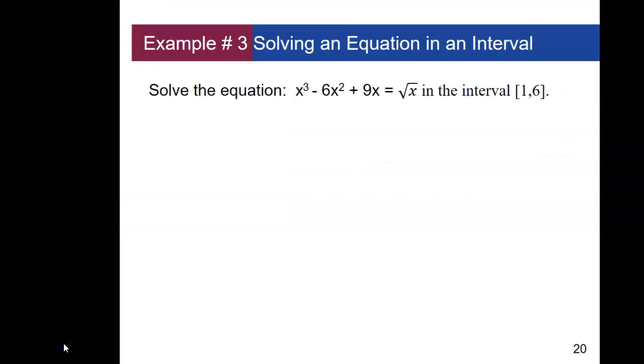Okay, here's one more example of solving two equations equal to each other. So put this one in for y1, this one in for y2, and use the interval here from 1 to 6.